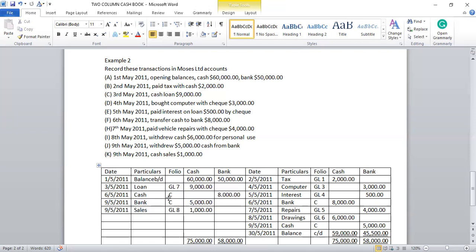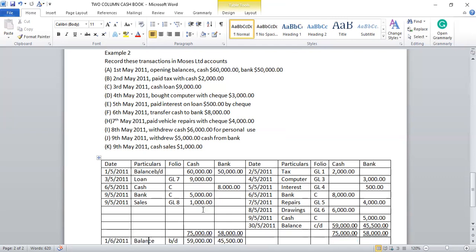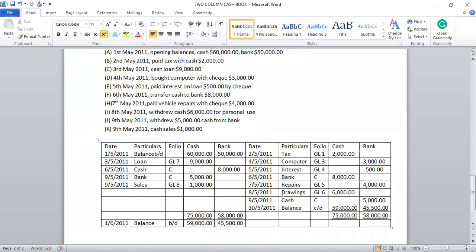Then the folio column is what? General ledger page 8. Assume that the sales account can be found in the general ledger page 8, and the amount involved, the cash being debited, was $1,000. So we have to balance the account. First we total up the cash column, which is $75,000. Then the bank is $58,000. So we come here, we try the difference.